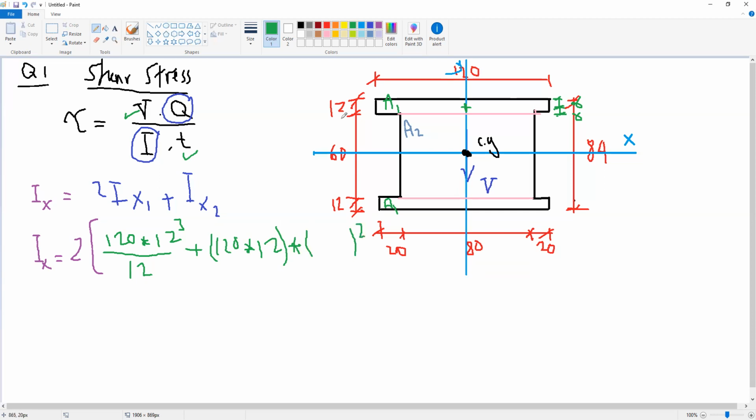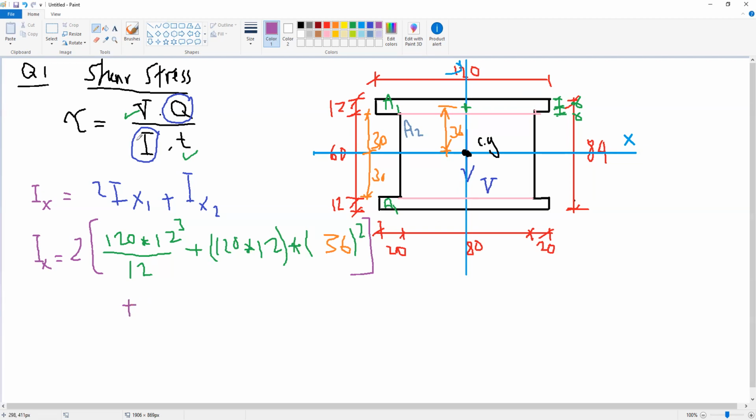How much is the distance? The distance I'm talking about is the distance from the centroid of A1 to the centroid of the whole section, which is this distance. This distance, as you know, is half of the 60, so it is 30 millimeter. So this distance will be 30 plus 6, which is 36, so it will be 36 squared. This is the inertia for area 1.